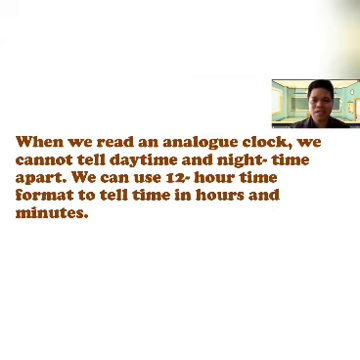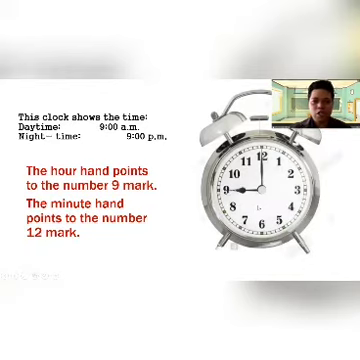When we read an analog clock, we cannot tell daytime and nighttime apart. We can use the 12-hour time format to tell time in hours and minutes. So look at this example. Daytime, we use AM. Nighttime, we use PM. This is how you can see the difference. The hour hand points to the number 9 mark, and the minute hand points to the number 12 mark. So this is called 9 o'clock.